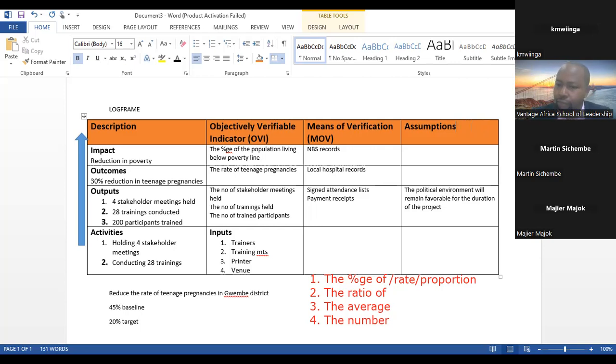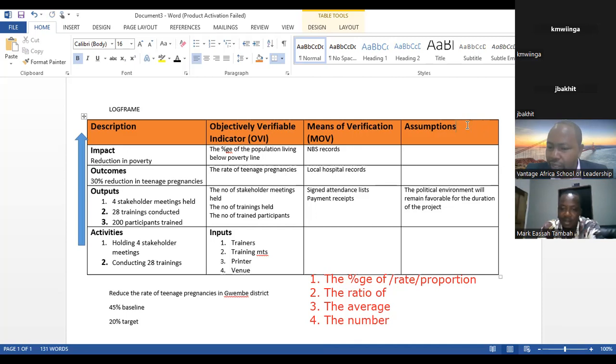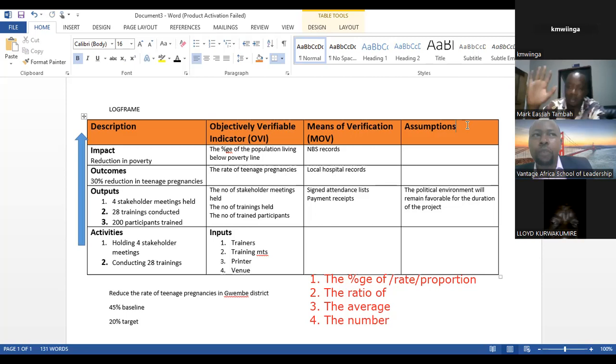the weather, we say there will be no floods. So there will be no floods mean that's a risk because it's in the negative. But the weather will remain favorable. That's an assumption. The government will remain supportive. That's an assumption. The communities will remain peaceful. Instead of, there won't be inter-community conflict. It does say the community will remain peaceful.